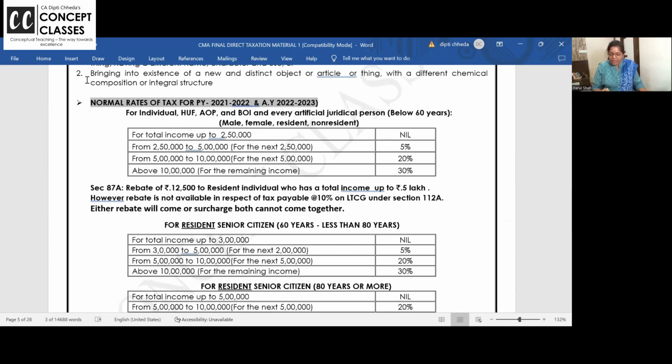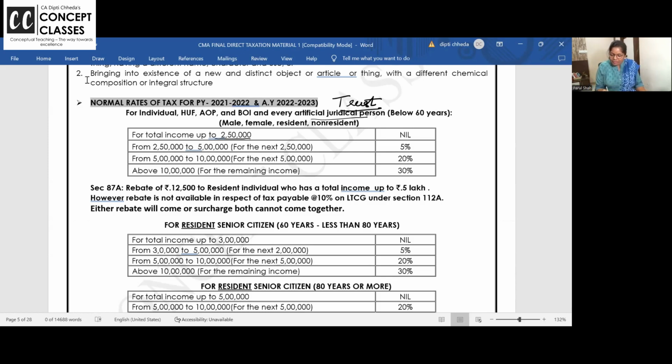Here we begin with the tax rates, and I will emphasize a few things which are very important for MCQs and tax calculations. Individual, HUF, AOP, BOI, AJP, all. In AJP, please remember, trusts also pay tax at slab rates. Trusts, schools, colleges, hospitals which are run with the help of a trust, will all pay tax at slab rates. Now, what are the slab rates? Let us check this in detail. This is for below 60 years, for all: male, female, minor, resident, non-resident.